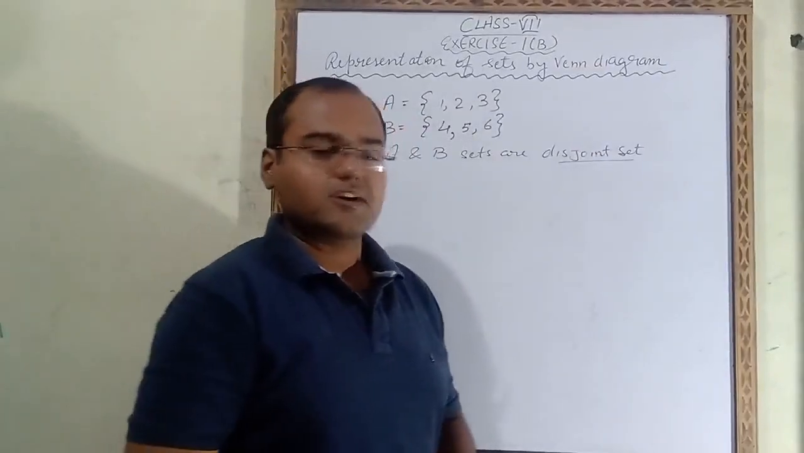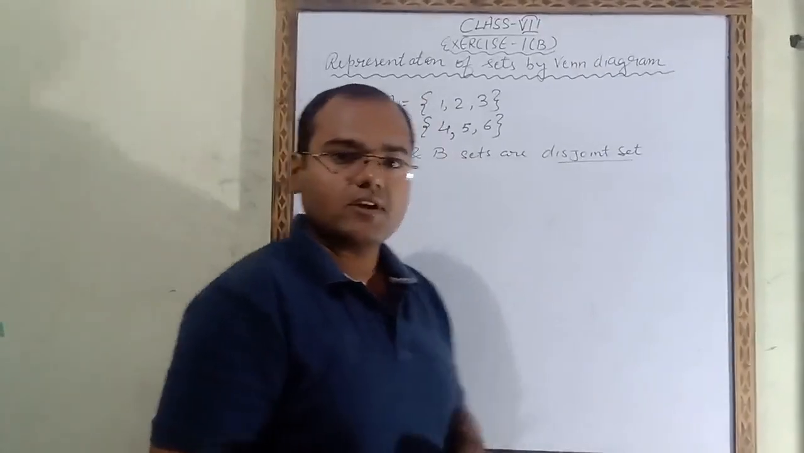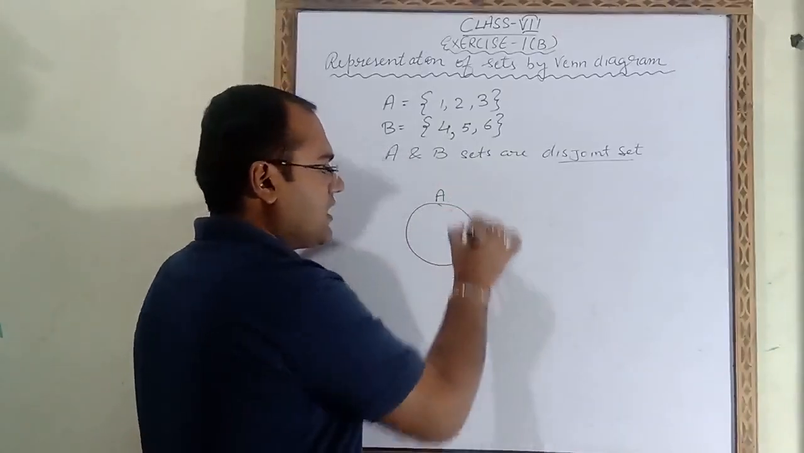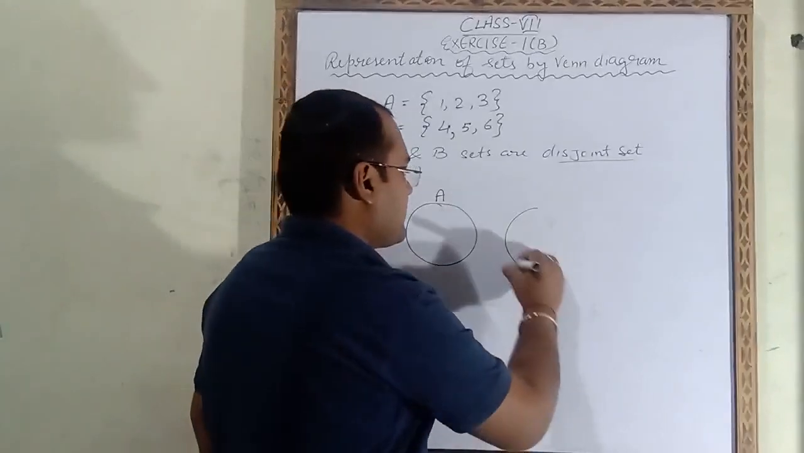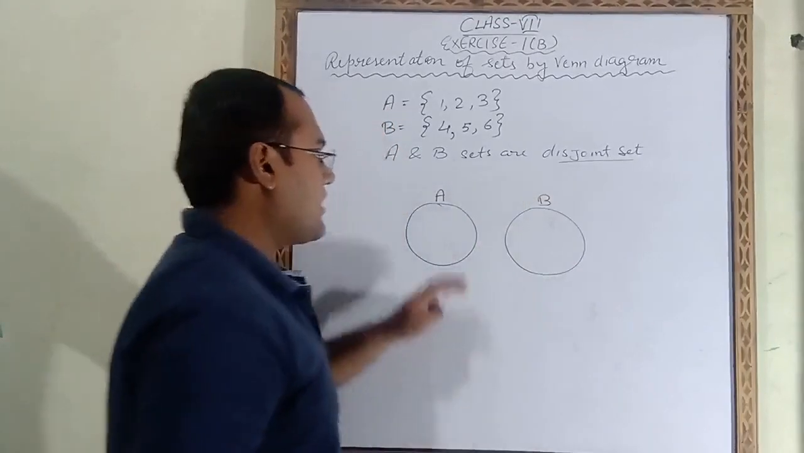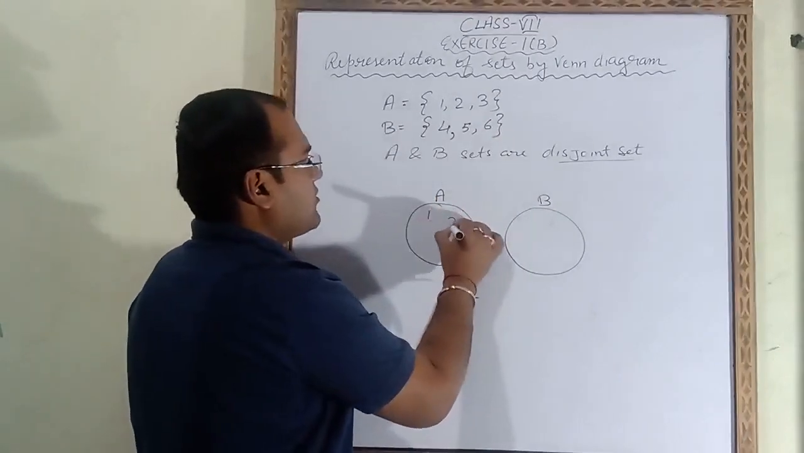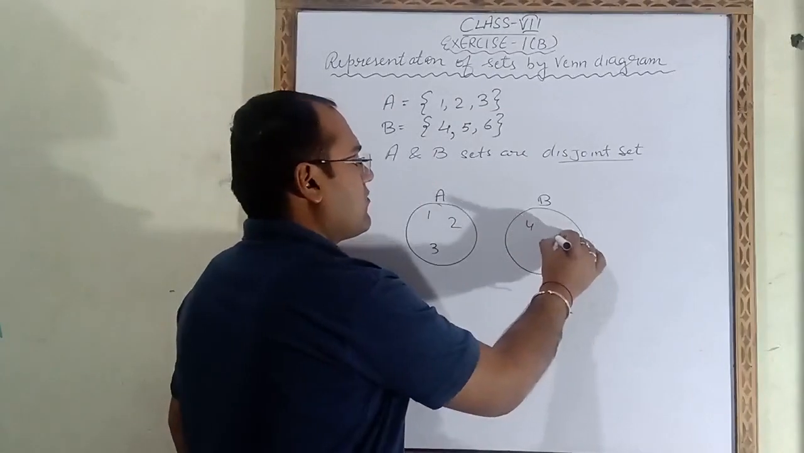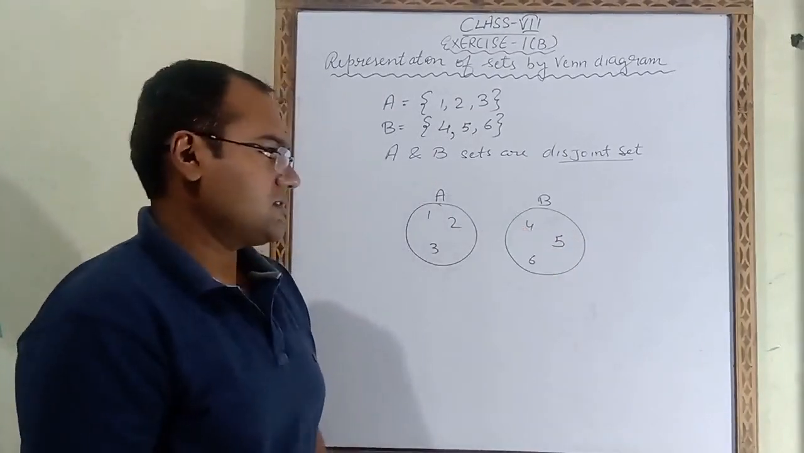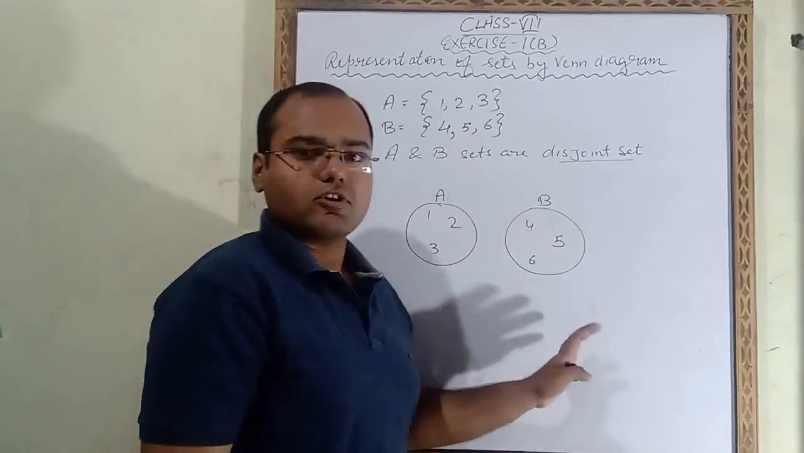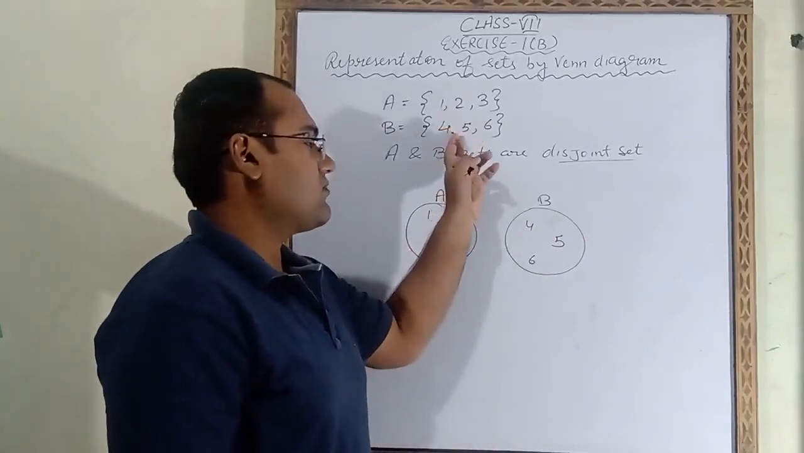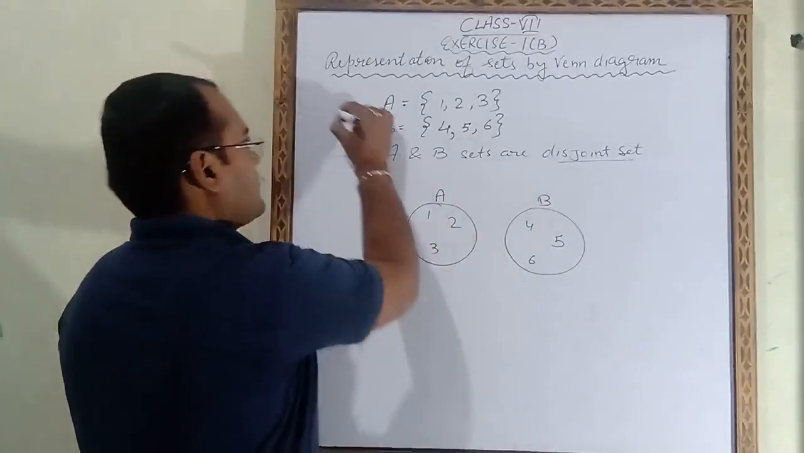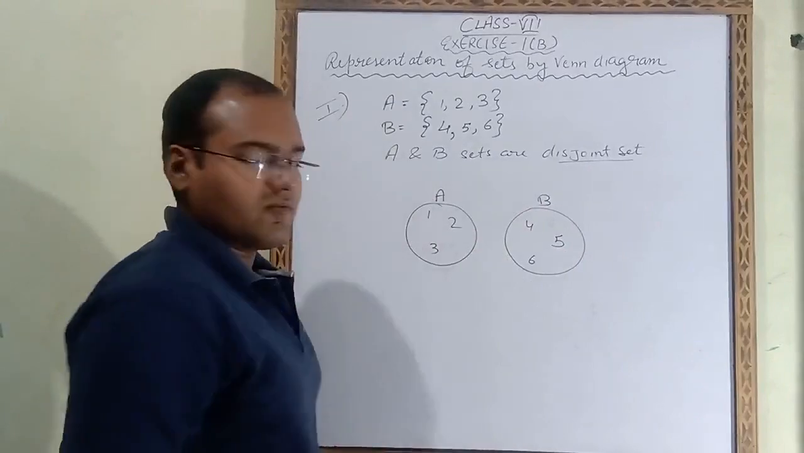And how will we represent these disjoint sets with the Venn diagram? For this you have to draw two circles. The first circle is of A, and a separate circle we will make for B. In the A circle we will write 1, 2 and 3, and in the B circle we will write 4, 5 and 6. So this is the way to represent two disjoint sets with the help of a Venn diagram. This is the first way to represent in a Venn diagram.